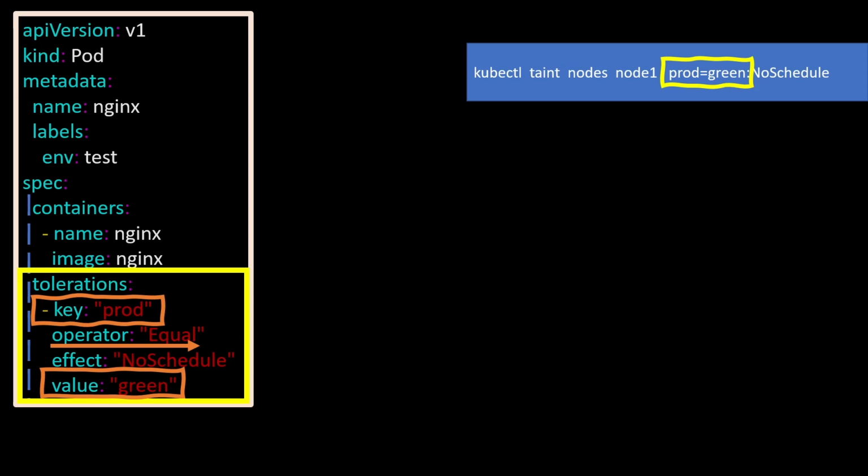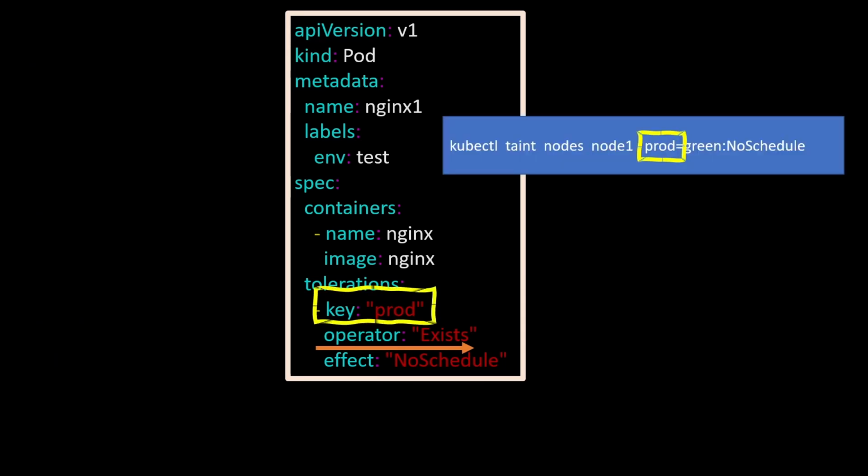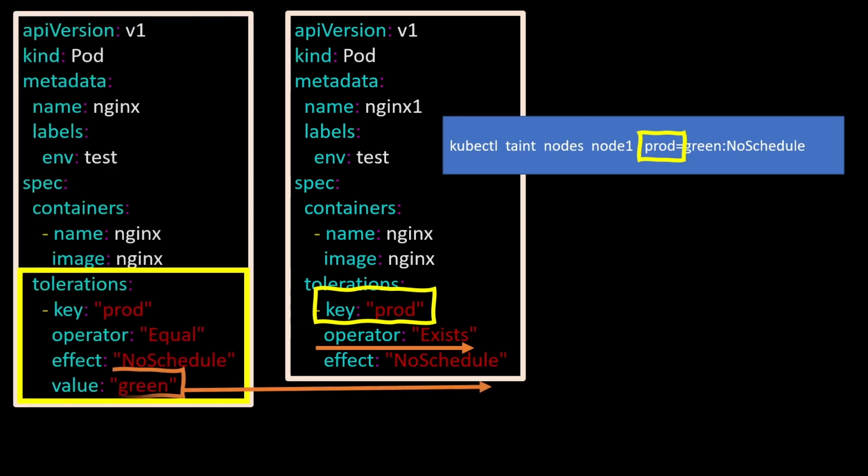How do I remember this? If the operator is Equal, then key, value and effect must be equal to the tainted node. If the operator is Exists, then it will check only the key. This is the reason we do not define a value. The value is omitted here. Right?